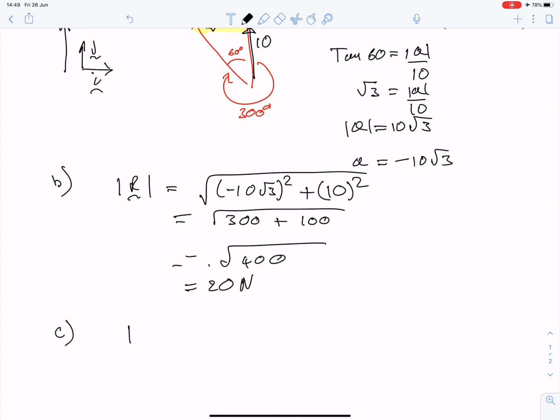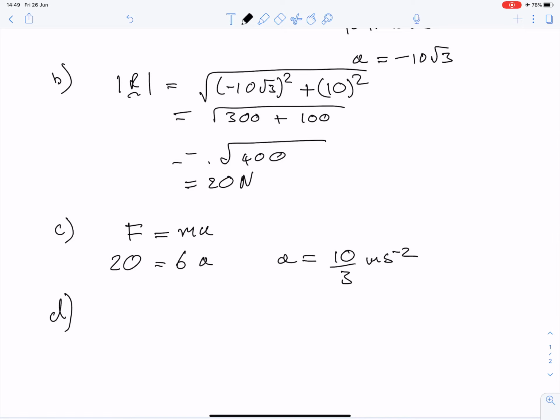So hopefully you remember F is equal to ma. The resultant force is 20. The mass is 6, so we can find a. So a is equal to 20 over 6, which is 10 over 3 meters per second squared.